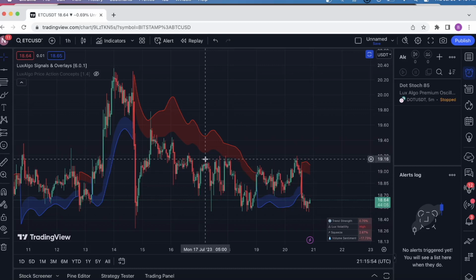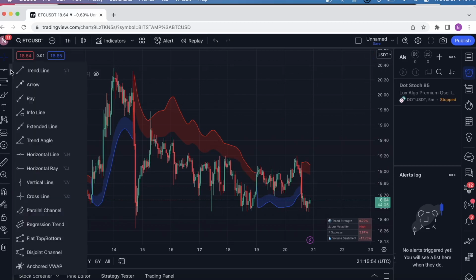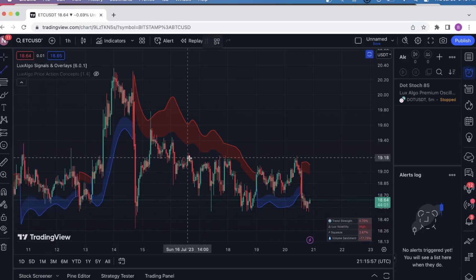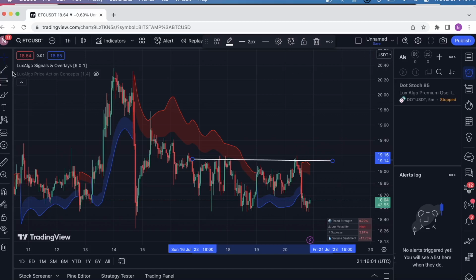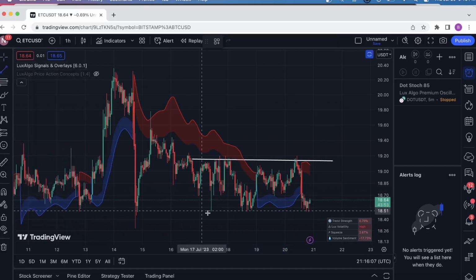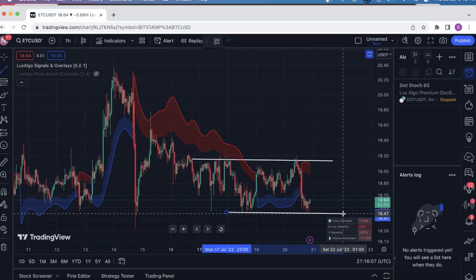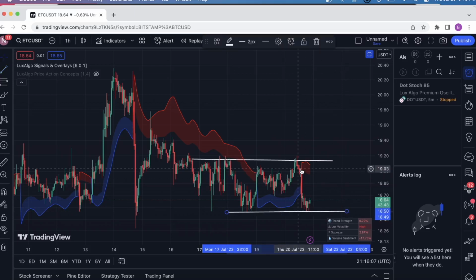If you really wanted to trade this, I'm personally not trading it right now, but if you really wanted to, you can just trade this range here on the hourly. There's the upper part of the range there, and this is a support level down here. When it comes down here, you can buy, place a stop below. When it comes up here, you can short, place a stop above.